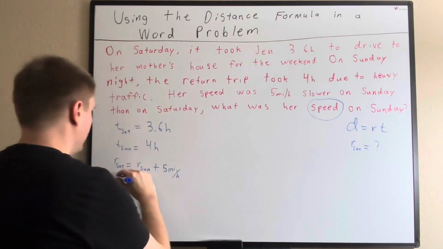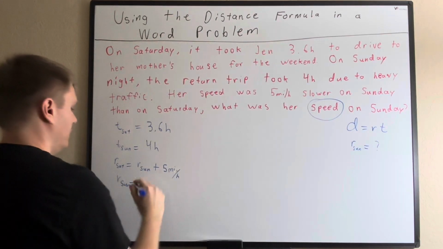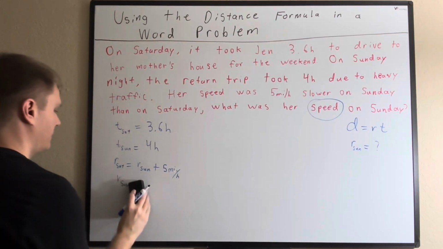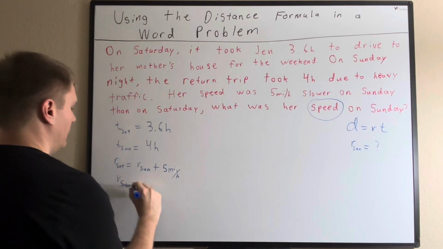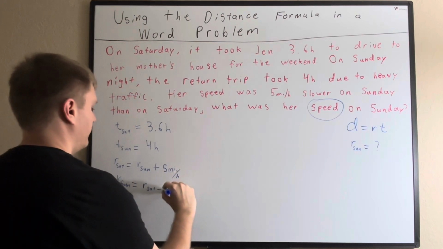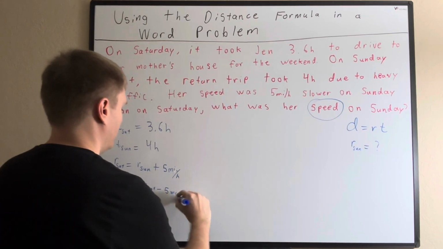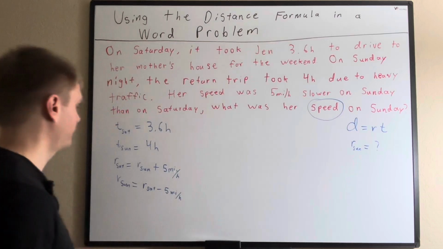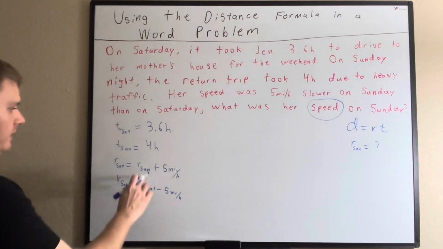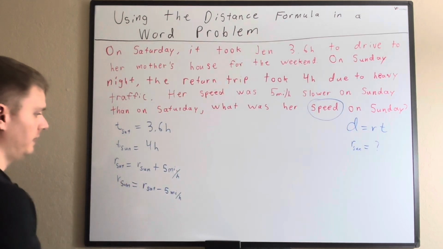Another way you can write it is the speed on Sunday is equal to the speed on Saturday minus 5 miles an hour. Just as useful. In fact, these are the same equation, really, just rearranged a little bit.